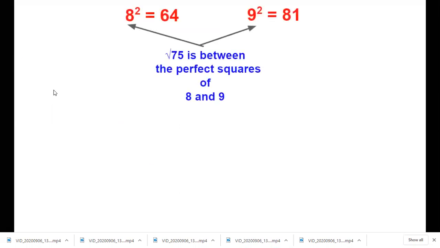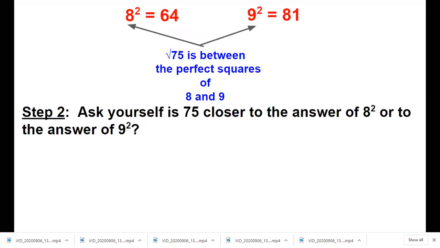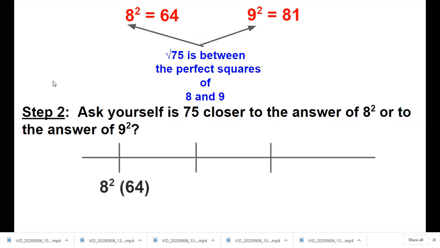Step 2 is to ask yourself, is 75 closer to the answer of 8 squared or to the answer of 9 squared? Where is 75 closer to? Let's put it on the number line. There's 8 squared, there's 9 squared. 75 is going to be closer to 81, so it's going to be there.